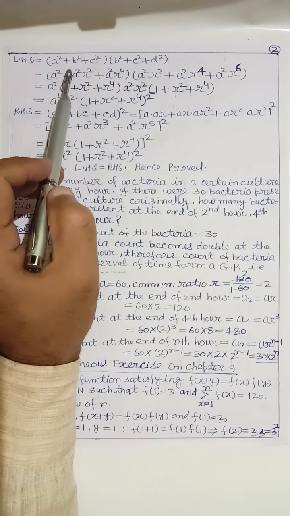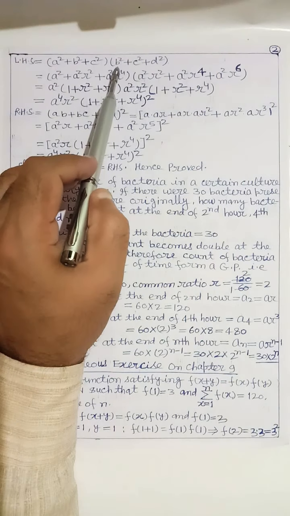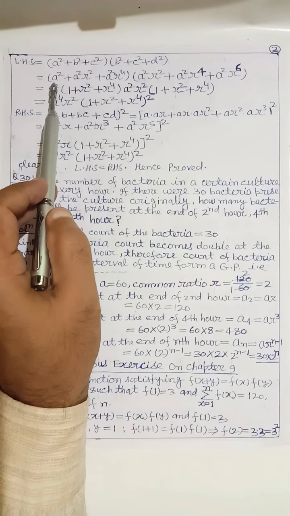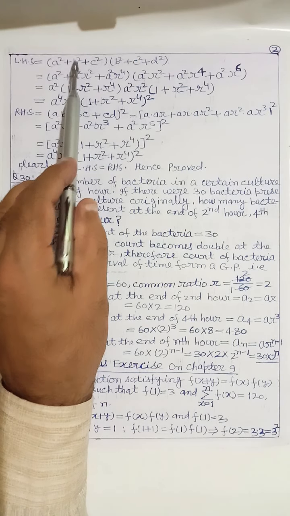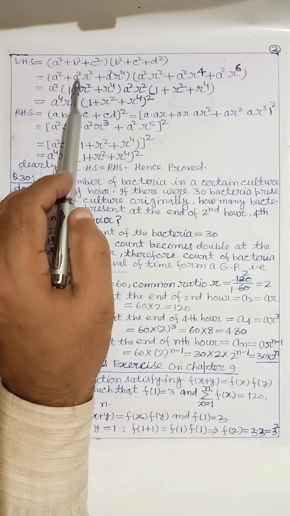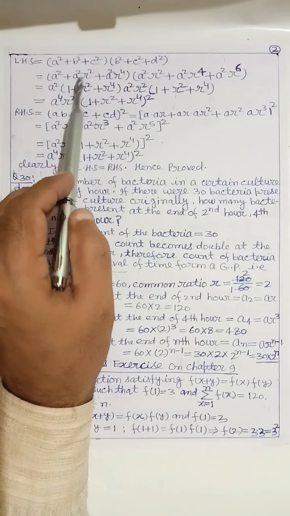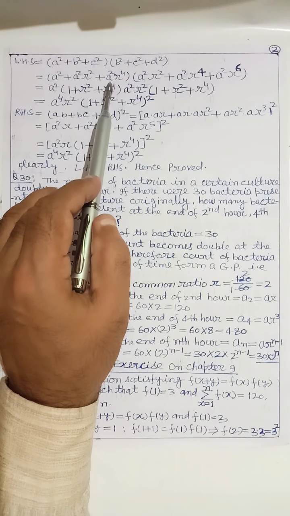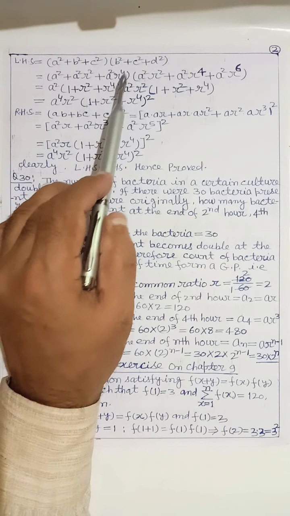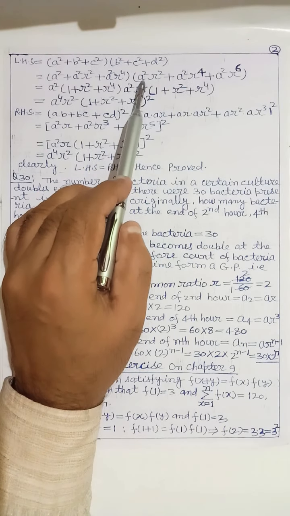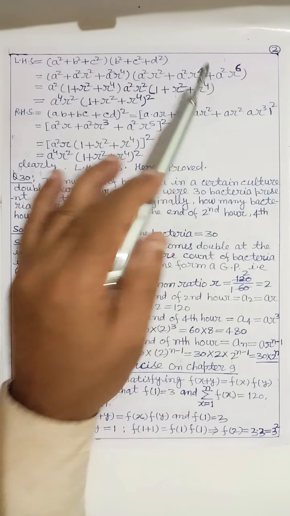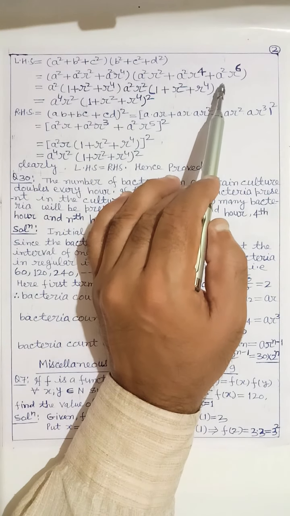LHS: a square plus b square plus c square into b square plus c square plus d square. Here the first term is a square, and b, the second term, is ar, so b square is a square r square, and c square is a square r to the power 4. Again a square r square plus a square r to the power 4, and here d square.